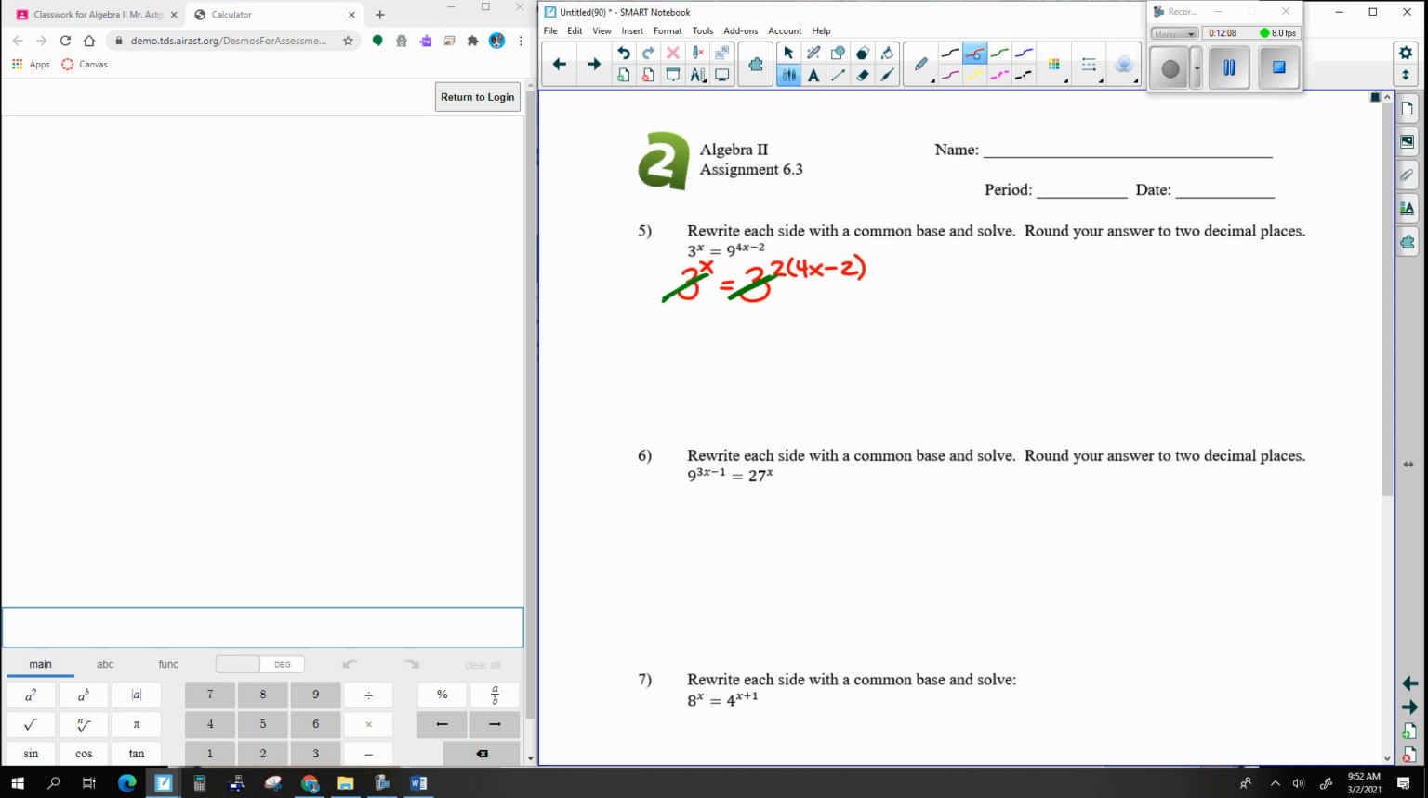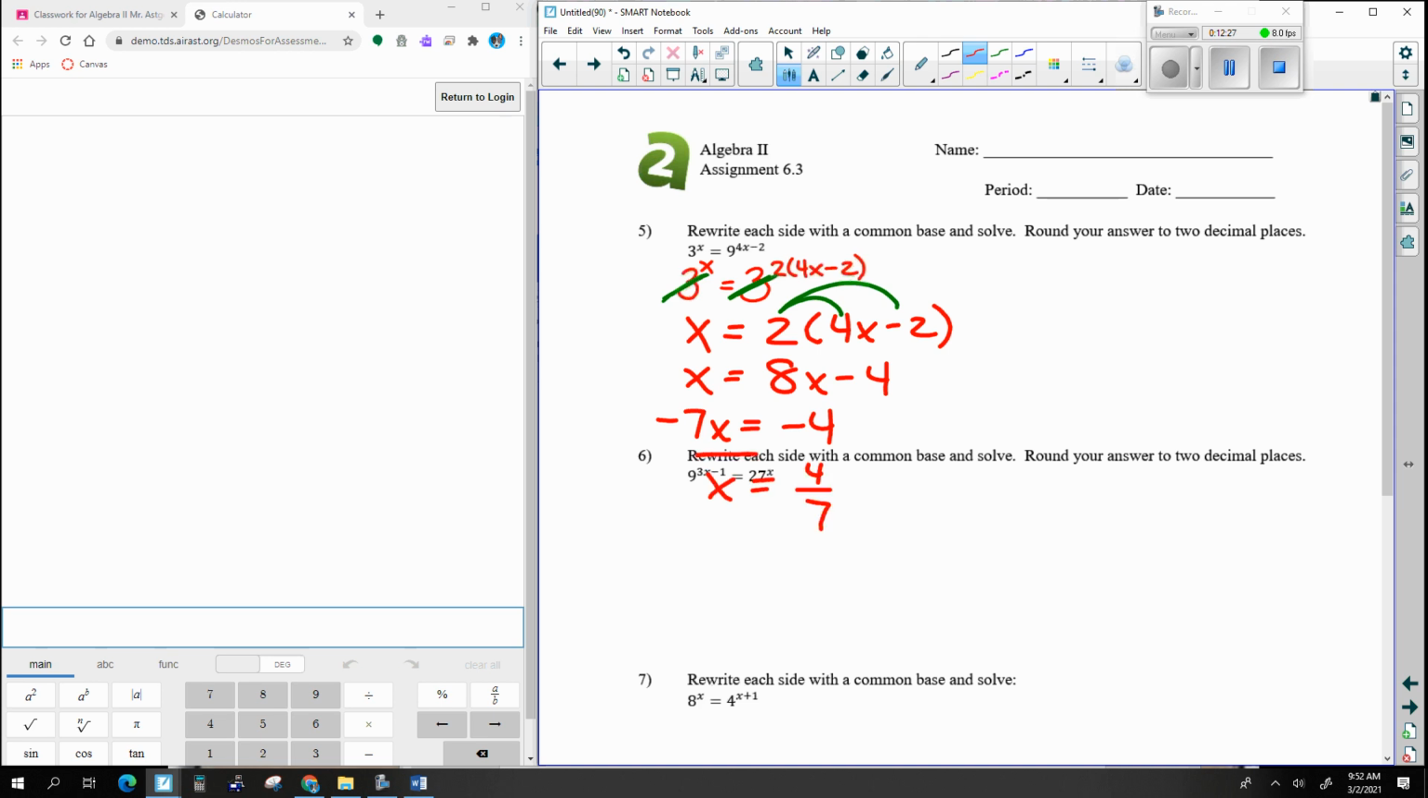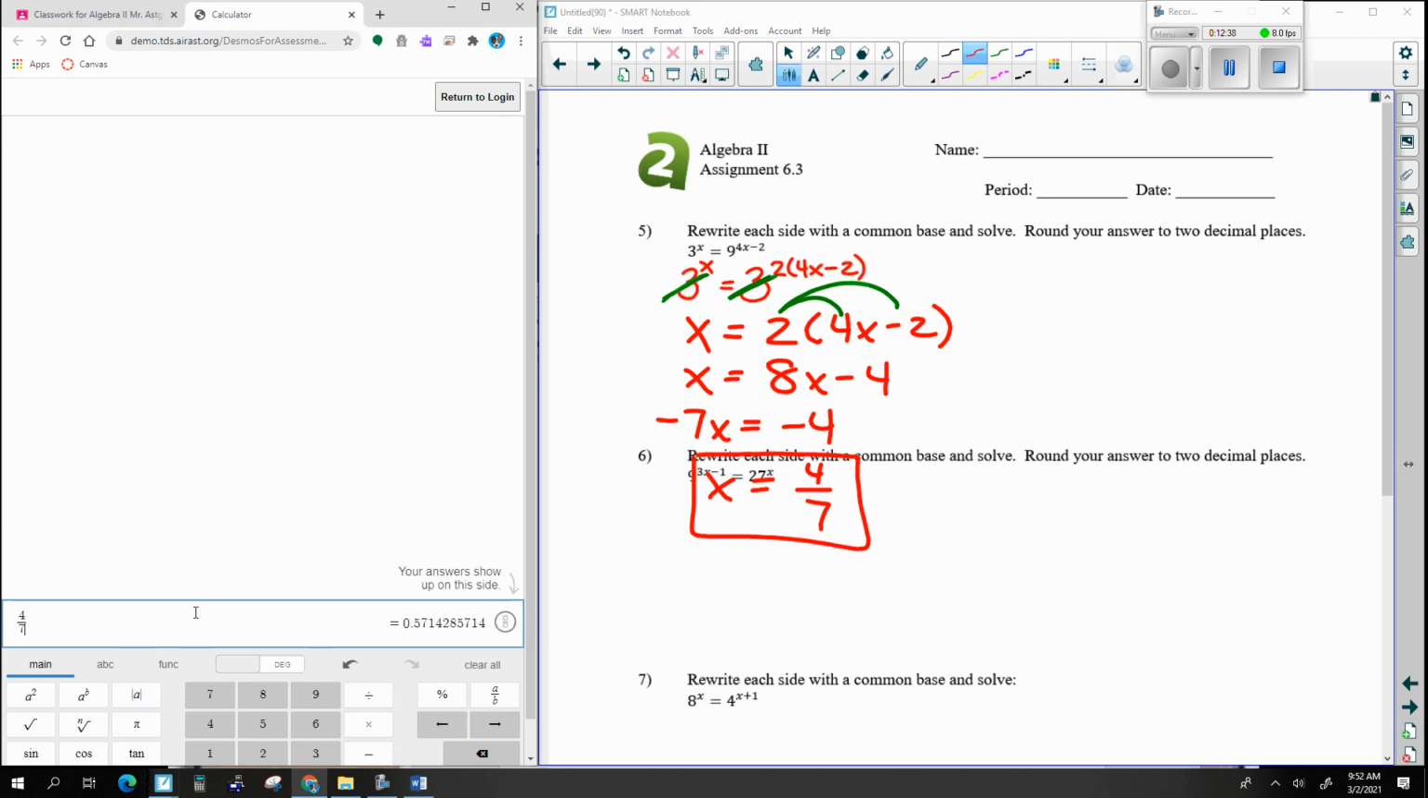So that leaves me with x is equal to 2, 4x minus 2, multiply in, subtract 8x, divide by -7. Sorry, round your answer to 2 decimals, 4 sevenths. 0.57.